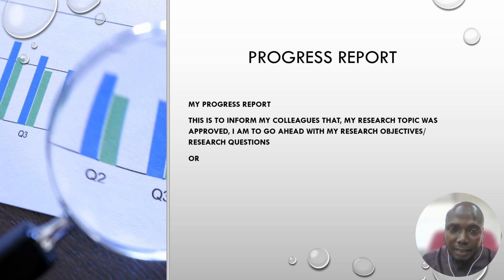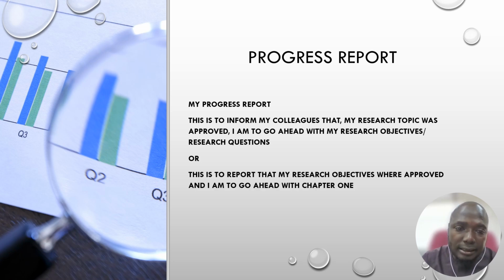So another example is: this is to report that my research objectives were approved and I am to go ahead with chapter 1. So we know where you are. Whoever is lagging, his colleagues will know. And if you are behind, you will know that others have gone far. Why? Because I want everybody to go together. So this has to be done in the WhatsApp group.